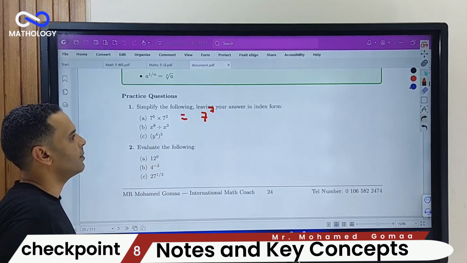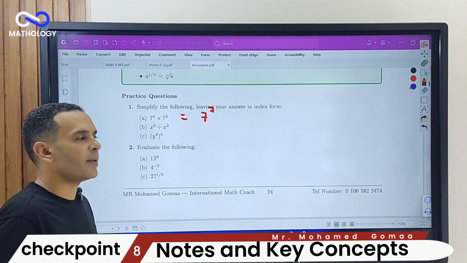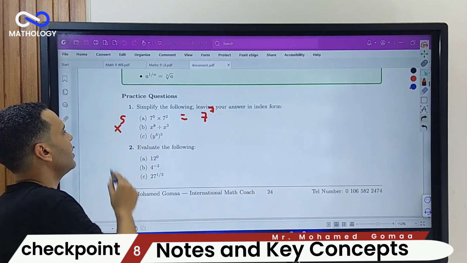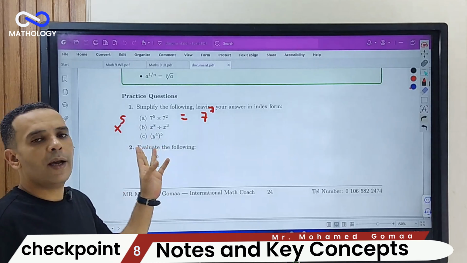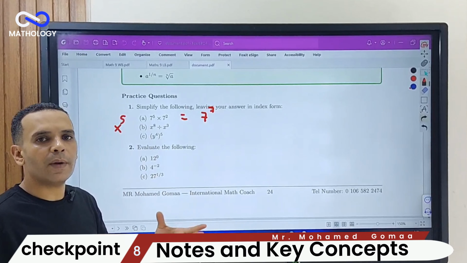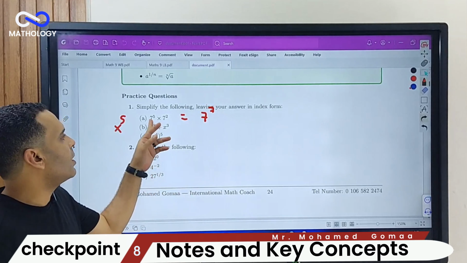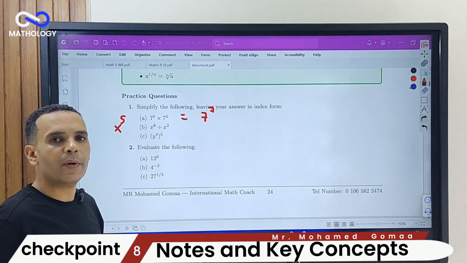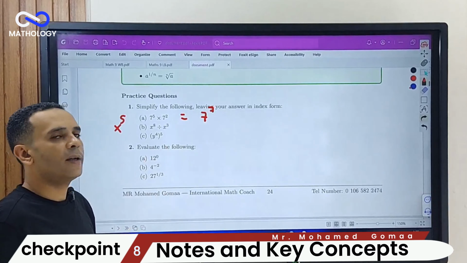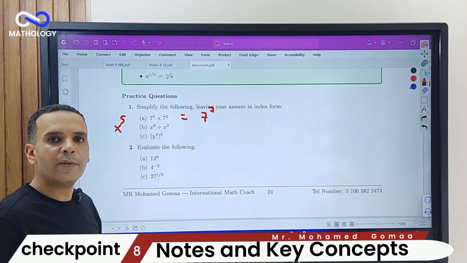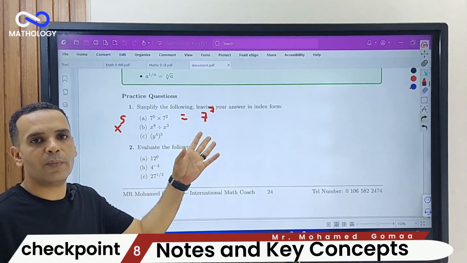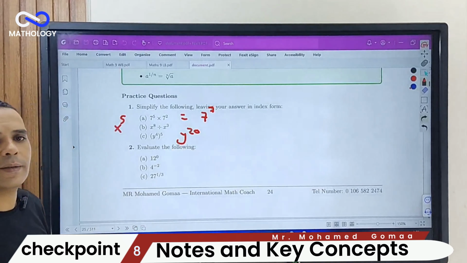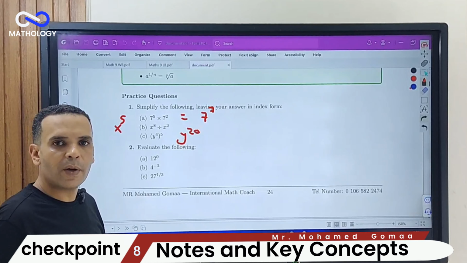Here we have like bases, but dividing. Keep the same base, which is x, and subtract the powers. 8 minus 3 equals 5. Here we have a power raised to another power, so multiply them. The first one, we add the powers when we multiply like bases. The second one, we subtract the powers when dividing like bases. Third one, we multiply the powers because we have 2 powers. If you have more than 1 power, multiply them. It will be y to power 20. Evaluate: any number except 0 raised to the power of 0 equals 1.